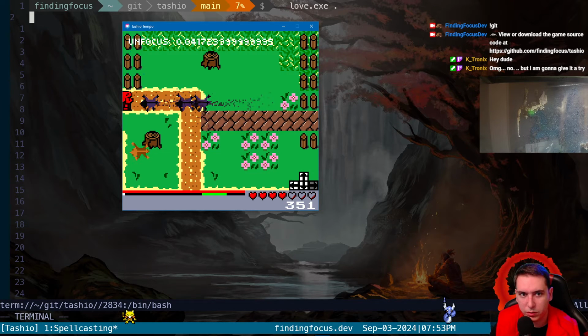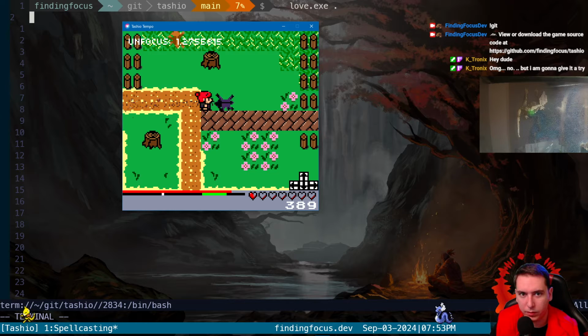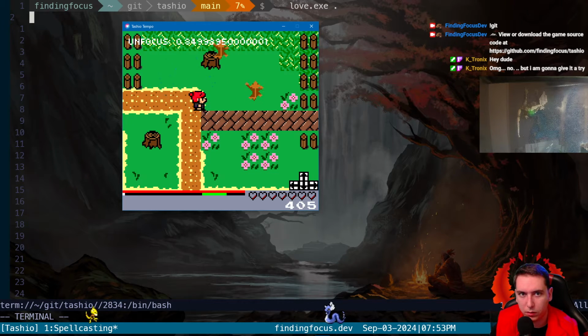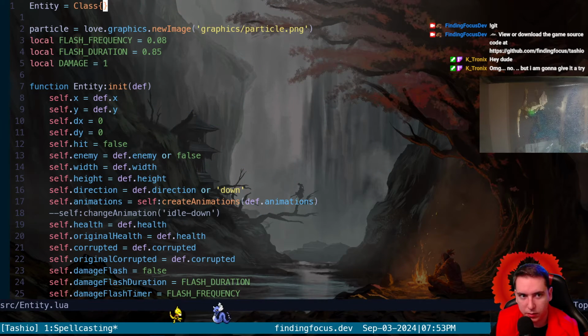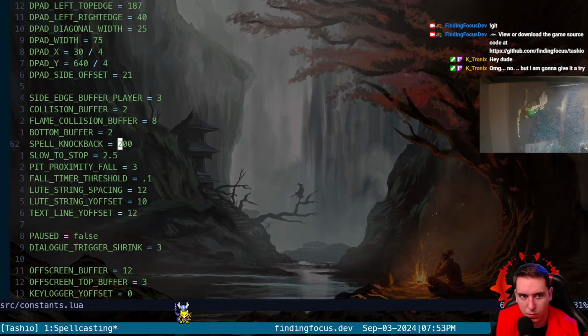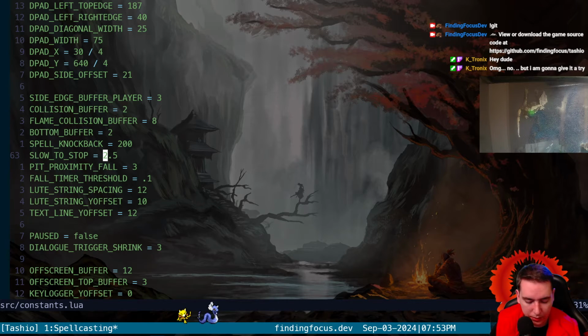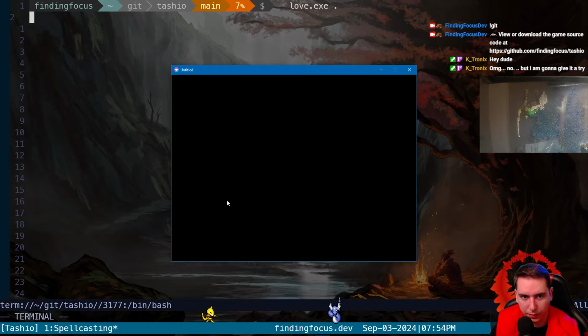I don't know, the geckos look like they get knocked back more than us. And also, dude, they're knocking us out of the limit. We should be clamped. Man, it's really weird. I don't like it. Let's maybe not quite double our slow to stop, and then let's see what that looks like.